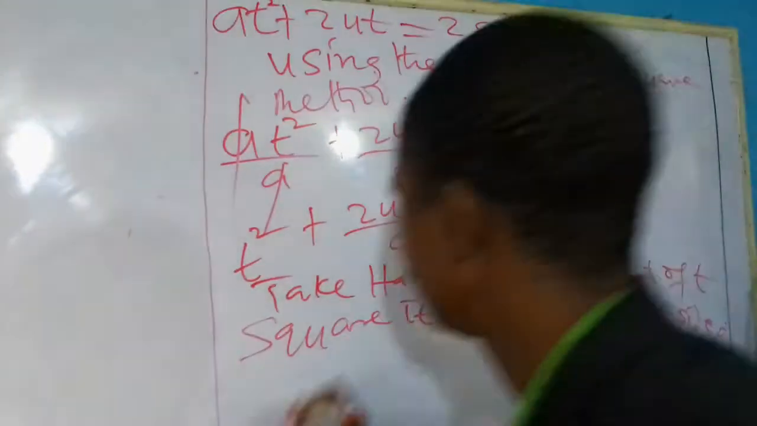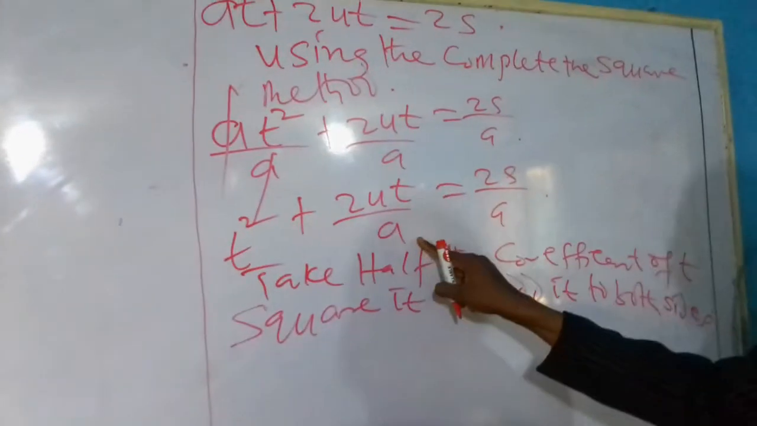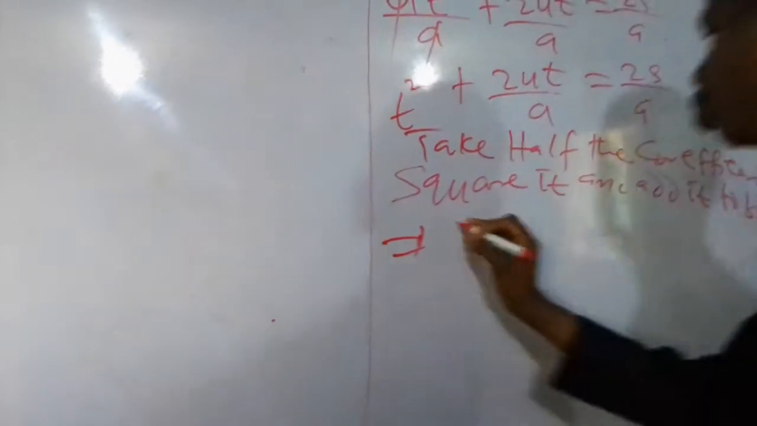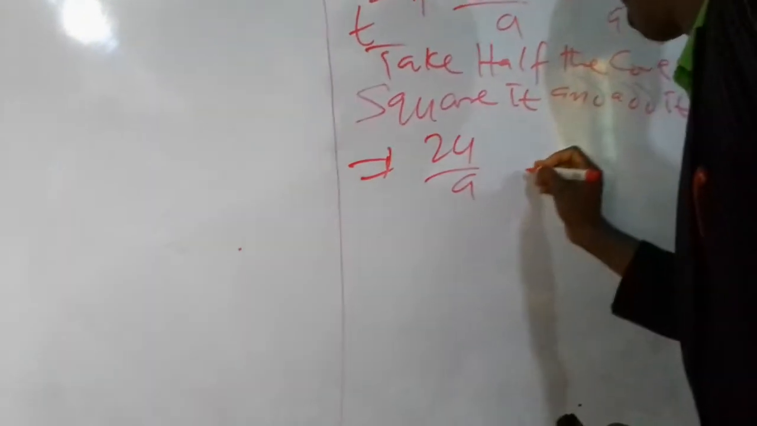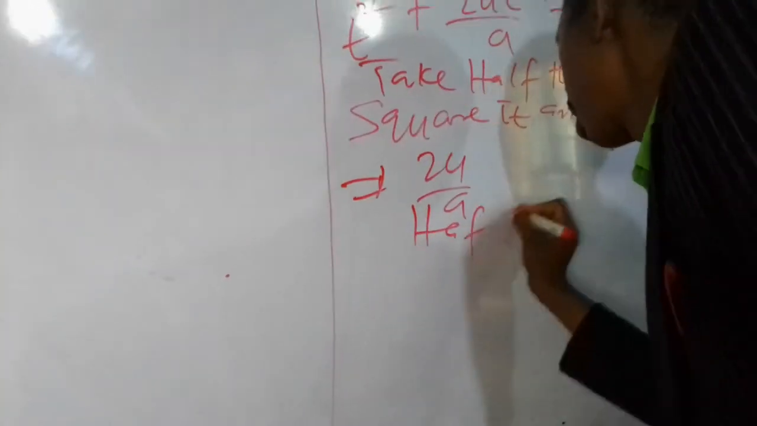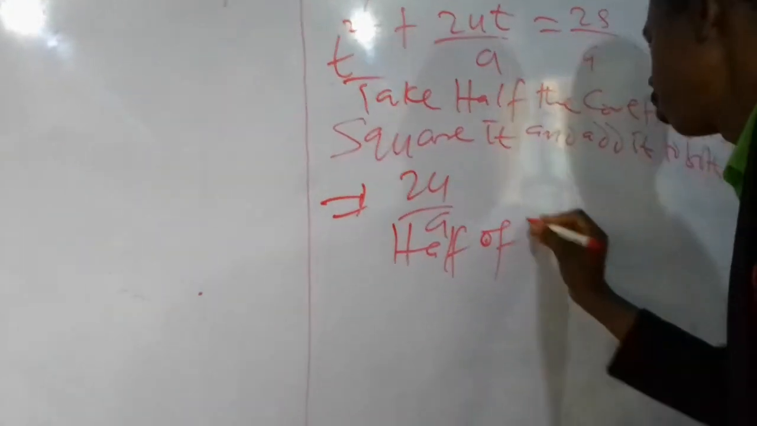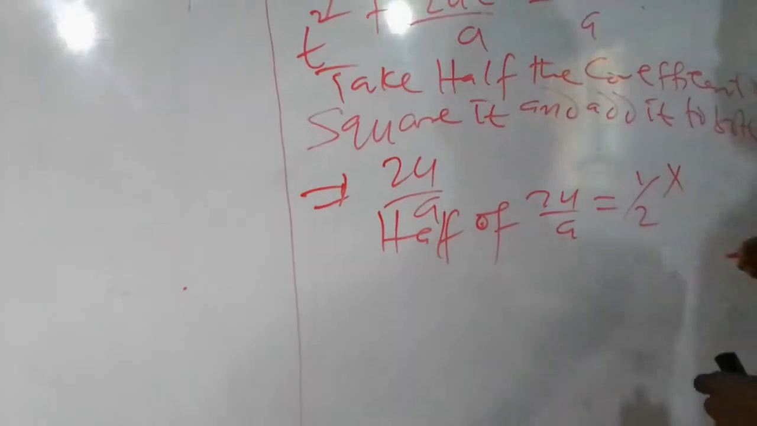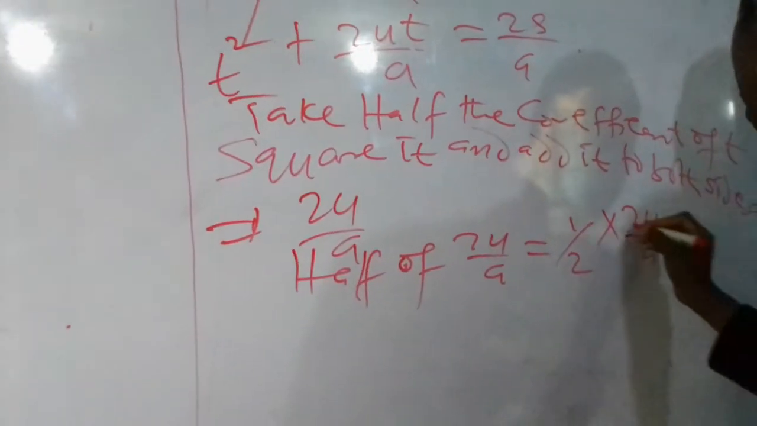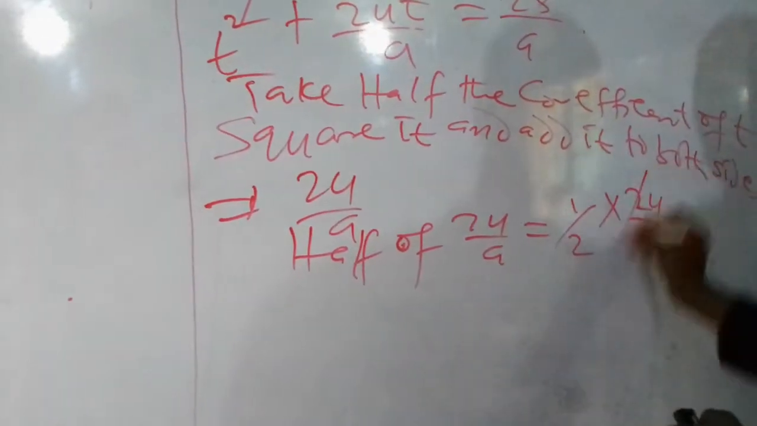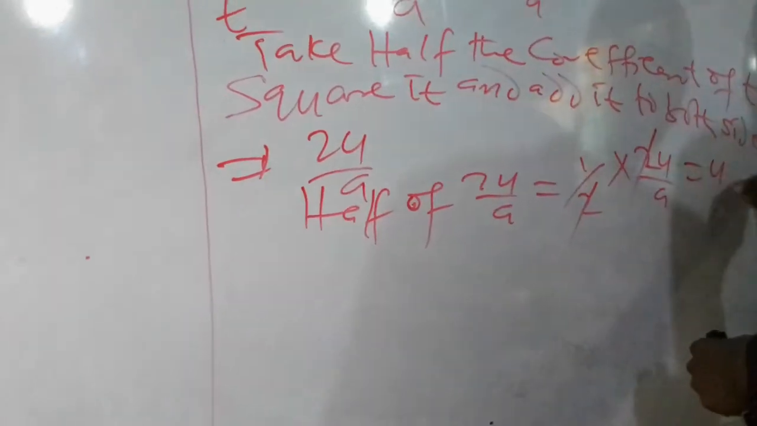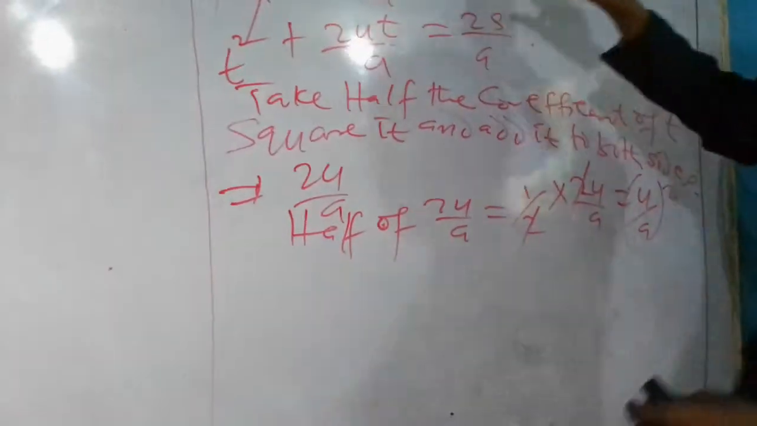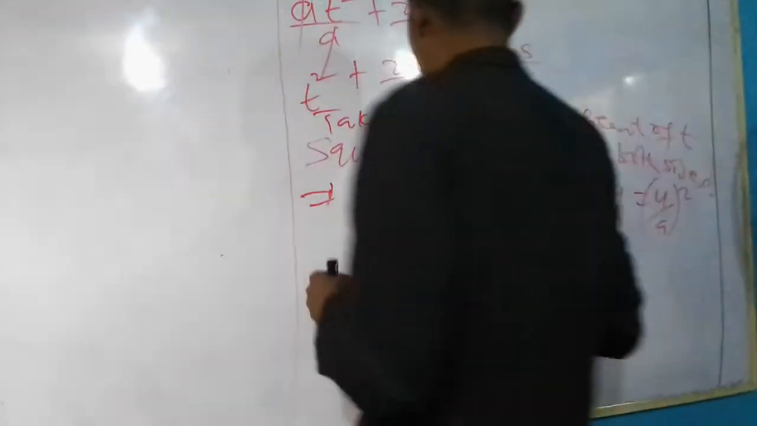That means that the coefficient of t is 2u over a. Half of 2u over a equals 1 over 2 multiplied by 2u over a, isn't it? So these 2 can cancel these 2. You have u over a. Then we now have the square of it. We add it to the left hand side, and to the right hand side.